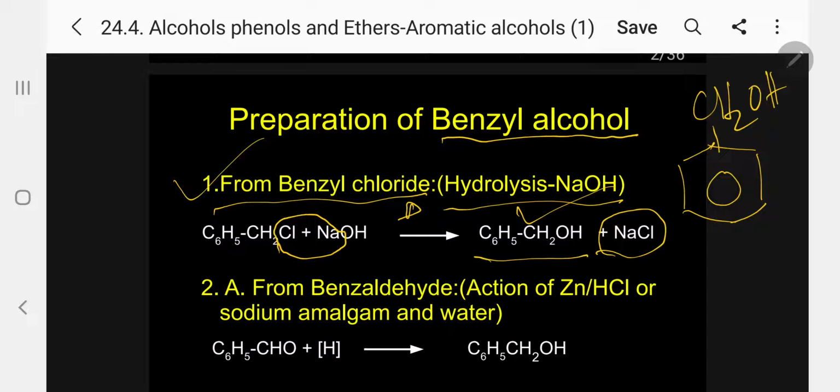Please follow. The second method: from benzaldehyde we can also prepare benzyl alcohol by simple reduction. What are the different reducing agents used? Zinc and concentrated HCl, or sodium amalgam and water, are commonly used to reduce benzaldehyde to benzyl alcohol. Kindly follow.